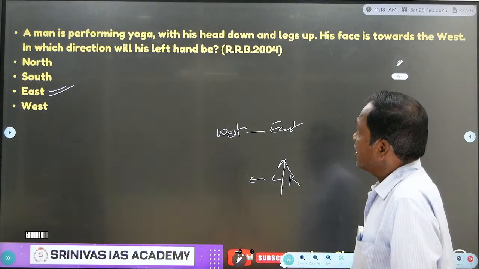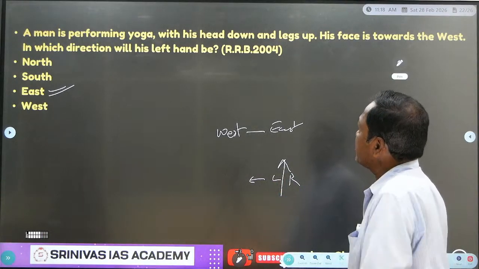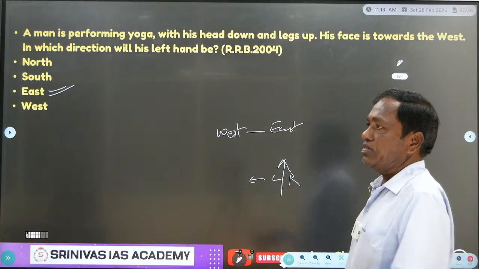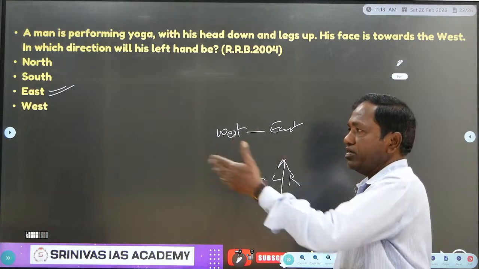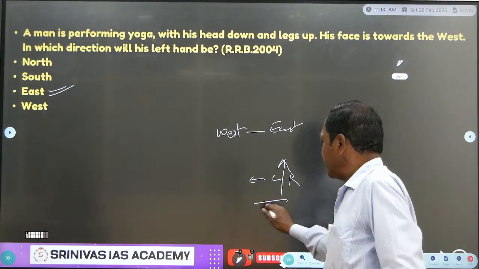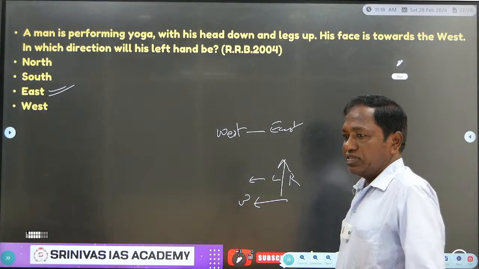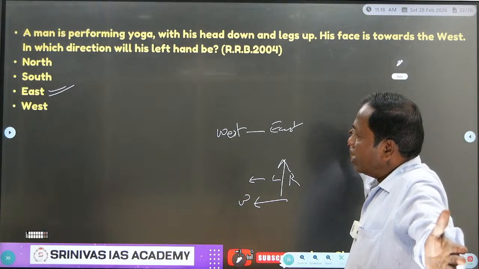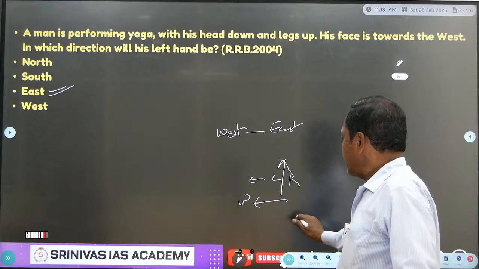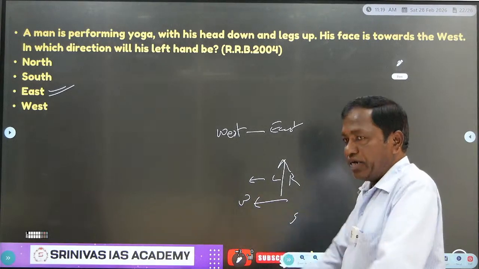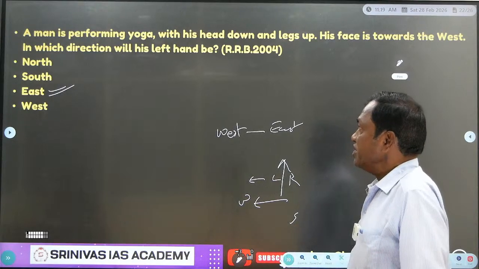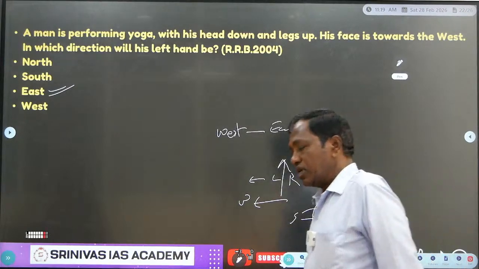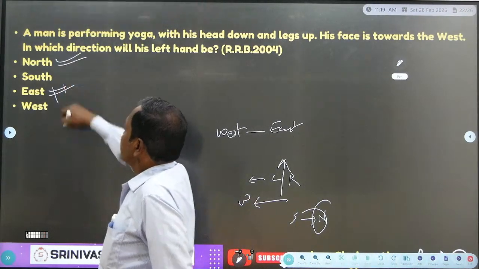A man is performing yoga with his head down and legs up. His face is towards west. I am facing west now, so this is my left hand, this is my right hand. Left hand is towards south. If I stand upside down, that reverse will come. It means south becomes what? North, I think. What is the option? Is north, no? That's right. North is like that.